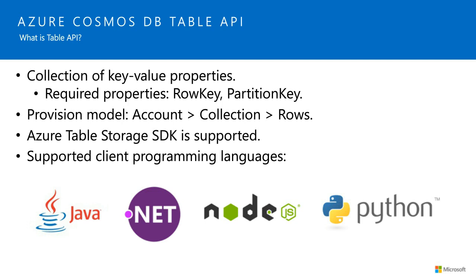So one of the key differences for the Azure Tables API is the fact that if you're already using the table storage SDK, the Azure Table Storage, which is a product of Azure Storage, your applications can just connect to Azure Cosmos DB Table API, and it's going to just work. The supported programming languages that we have are Java, .NET, Node.js, and Python. These are all through drivers or connectors that we support ourselves, that we develop in-house.